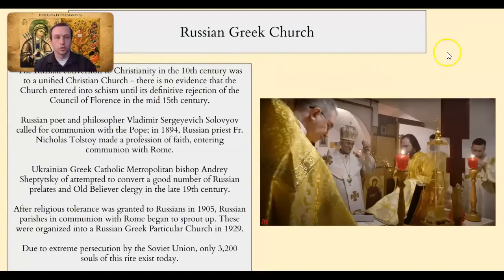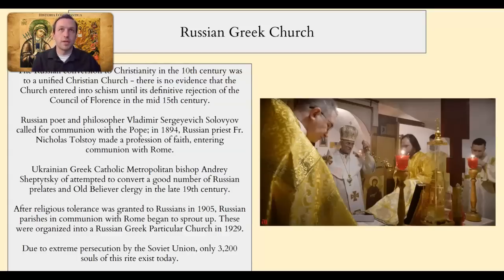The Russian Greek Church. The Russian conversion to Christianity in the 10th century was to a unified Christian church. There is no evidence that the Russian church entered into schism until its definitive rejection of the Council of Florence in the mid-15th century. Russian poet and philosopher Vladimir Sergeyevich Solovyov, I apologize if I pronounced that wrong, called for communion with the Pope. In 1894, the Russian priest, Father Nicholas Tolstoy, made a profession of faith, entering into communion with Rome. Ukrainian Greek Catholic Metropolitan Bishop Andrei Sheptytsky attempted to convert a good number of Russian prelates and Old Believer clergy in the late 19th century.